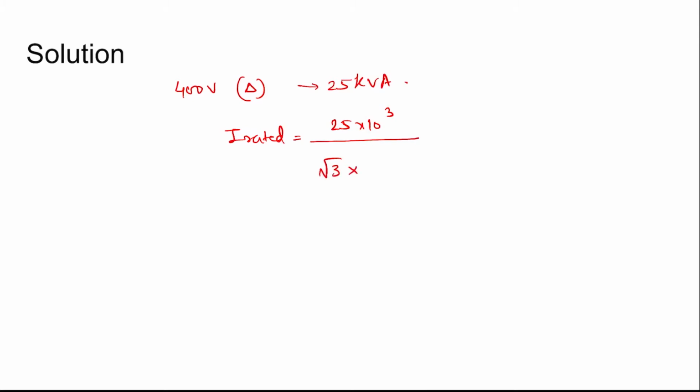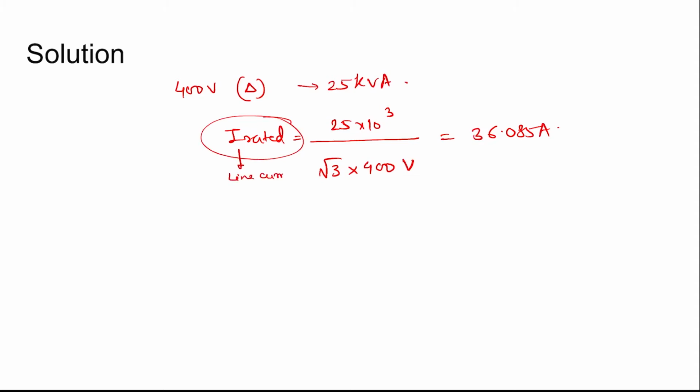100%. Coming to the solution, it is given that it is a 400 volt delta connected synchronous generator and the power rating is given as 25 kVA. Now the rated current is 25 into 10 to the power 3, that is power, divided by root 3 into 400 volt, that is the line voltage. So line current can be determined as 36.085 ampere.